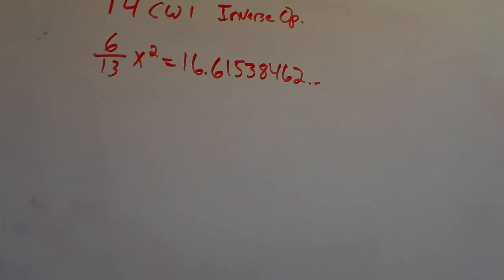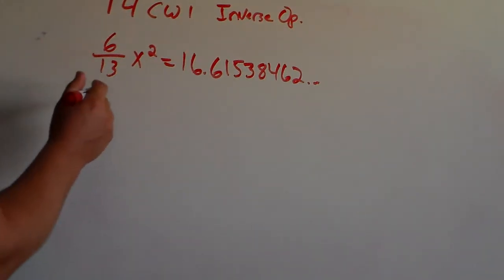Alright, here in problem number 5, we've got a problem that's a little bit different from the other ones. We have 6/13 times x squared equals 16.6153846... Now a calculator stops after a certain number of digits on the right. So in this problem, the number ending in 462 doesn't really end there at 2. There's a little bit more. We have to keep that in mind when working with calculators and technology. Sometimes it doesn't give the exact perfect answer. But we're still going to do the same exact process here.